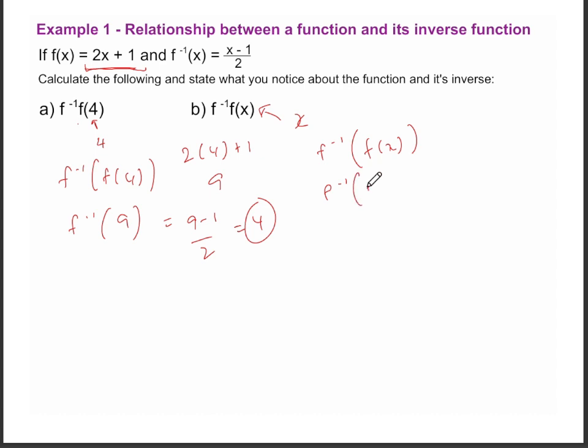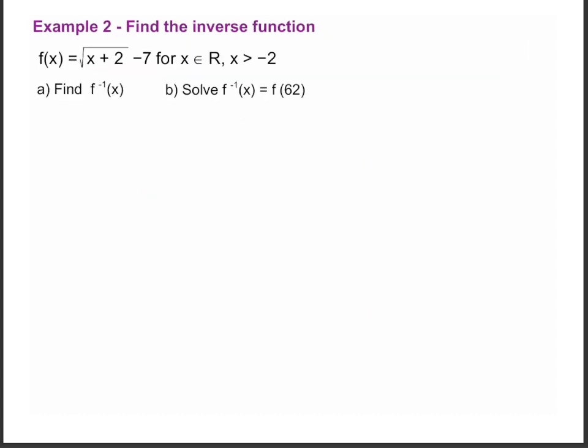So f inverse of 2x plus 1 is going to equal, you put this as your input instead of x. So f of inverse of 2x plus 1 is going to be 2x plus 1 minus 1 over 2, which is 2x over 2, which is equal to x. So again, we get back x out of it, which proves our condition that we discussed previously.